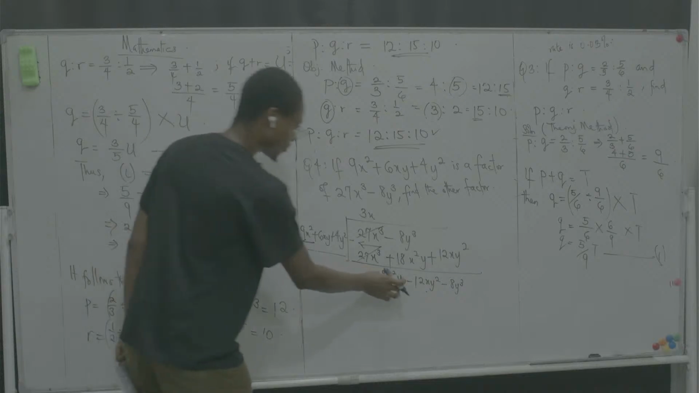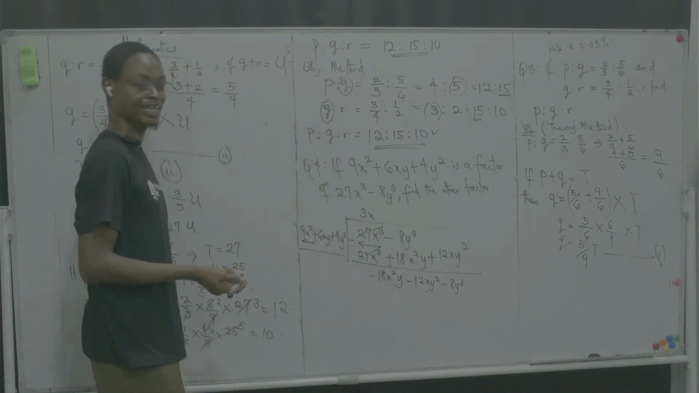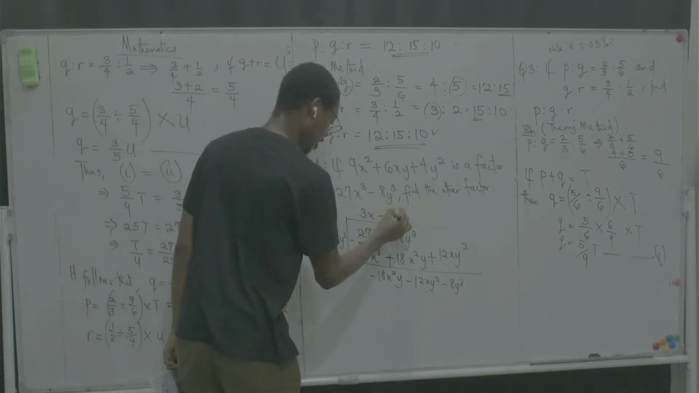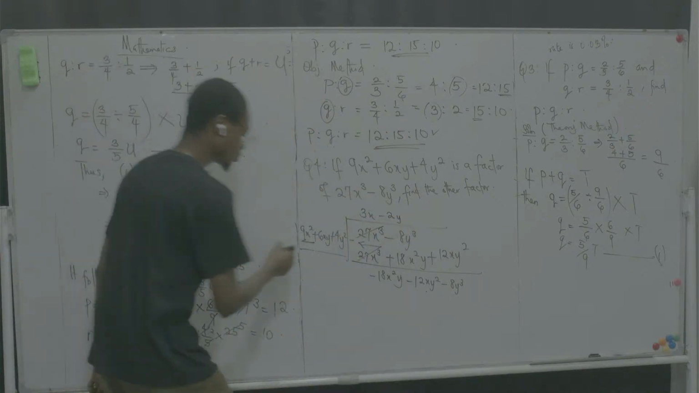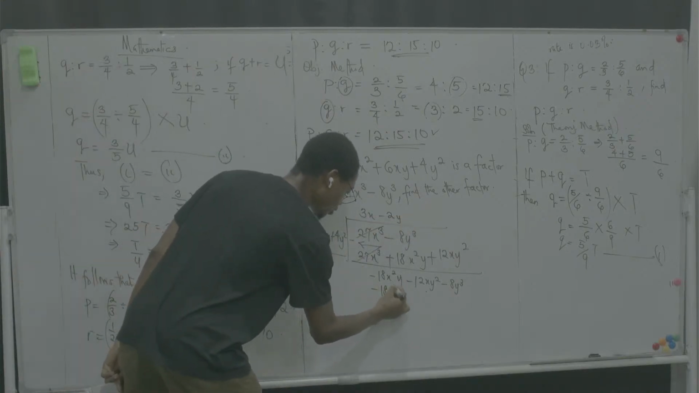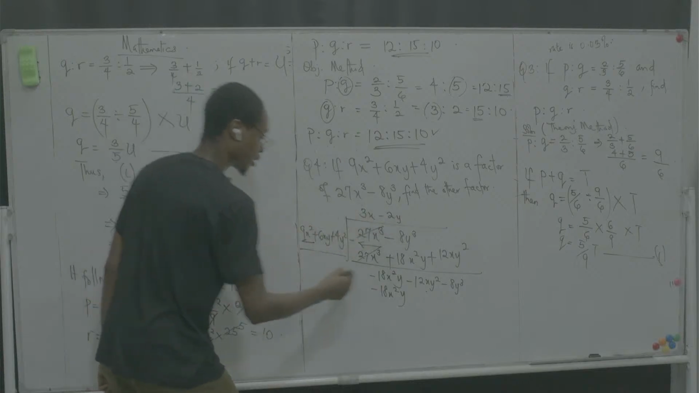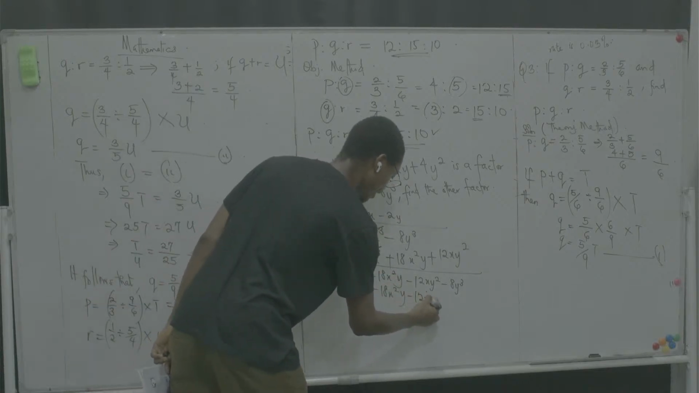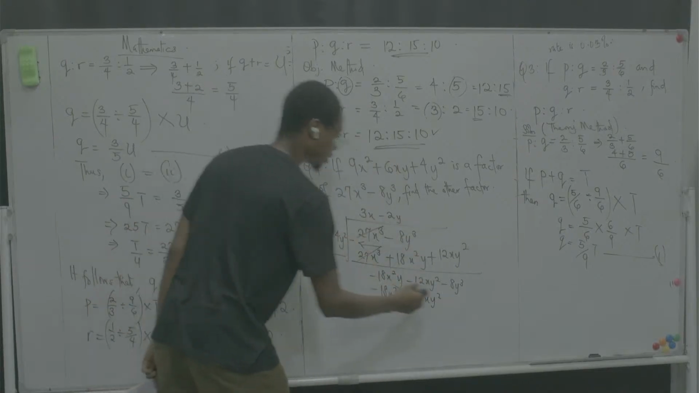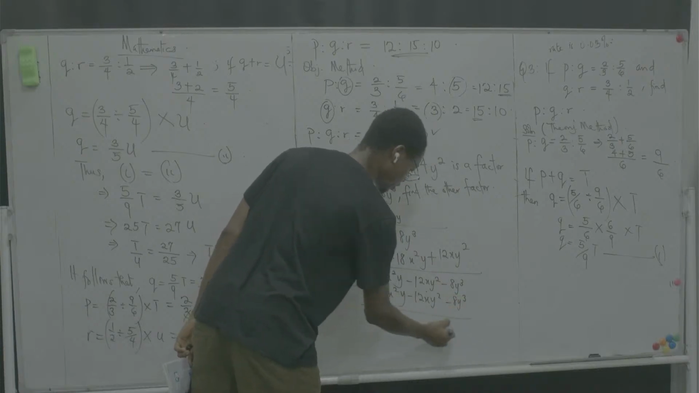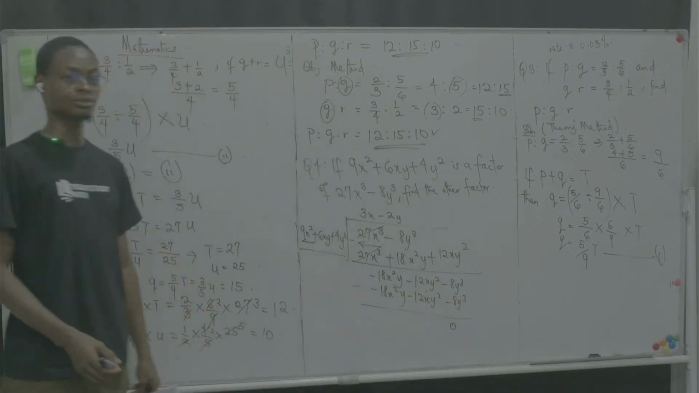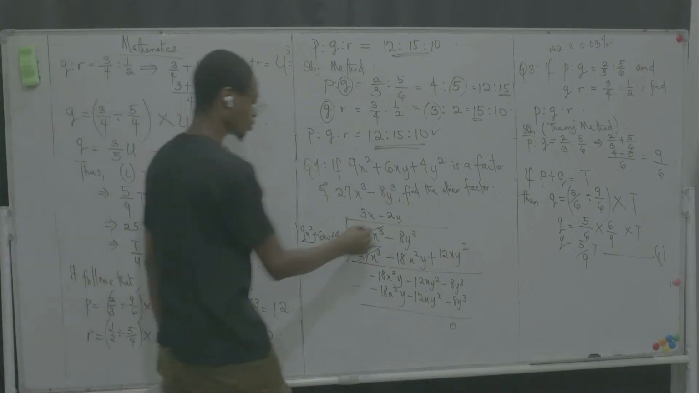And then minus 18x squared y divided by 9x squared, what would I have? I would have minus 2y, Abi. So this will now be minus 18x squared y minus 12xy squared minus 8y cubed. And subtracting these two gives me 0. Abi? So it means that the other factor is what?